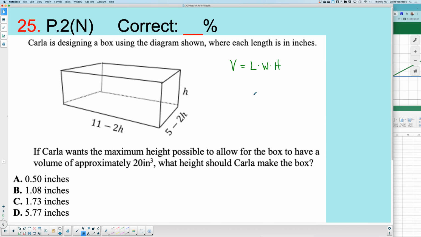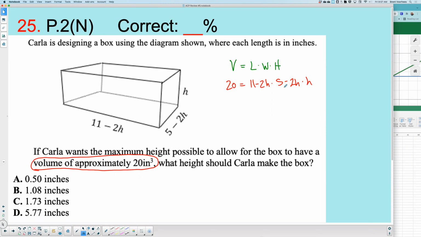Okay, as I walked the room on that practice exam, some of the students were about to get it wrong, so the data is a little skewed. I helped a lot of students on this one. Here's what a lot of students did correctly: they saw a volume of 20, and where did they put that in? The V. That a lot of students did correctly. What I saw frequently is on the length, they put 11 minus 2h times 5 minus 2h times h.